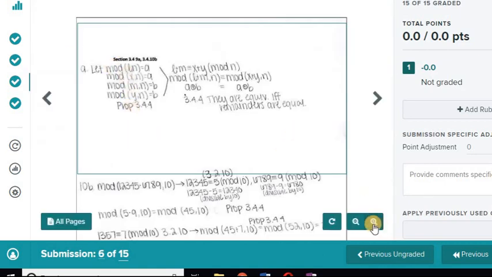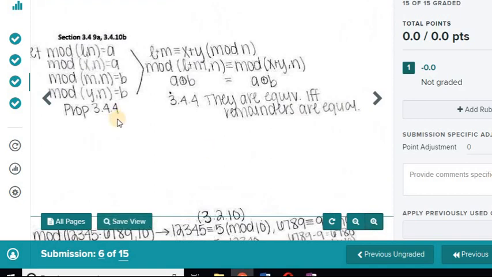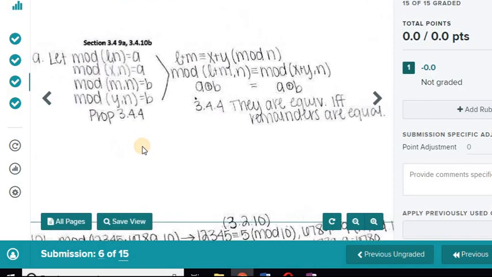All right, now this one here is interesting. Here it didn't restate the proposition, but here they said mod(L, n) equals a, mod(x, n) equals a. No, that's true because L and X are equivalent mod n, but it didn't really give a reason here why you can set those both equal to a. And mod(m, n) equals b, mod(y, n) equals b, that's also true, but didn't really give a reason.